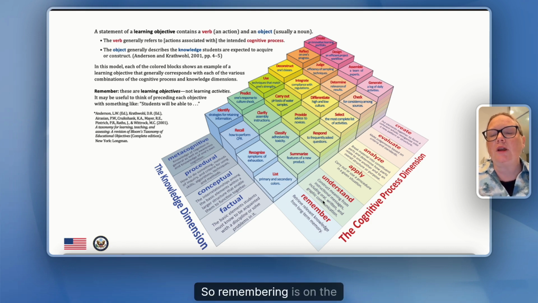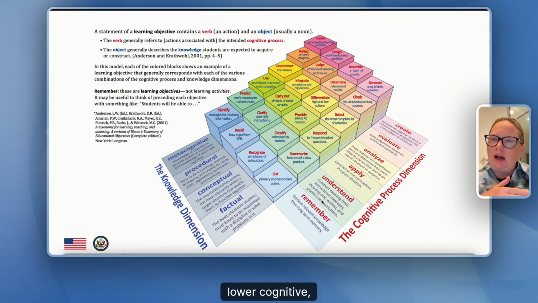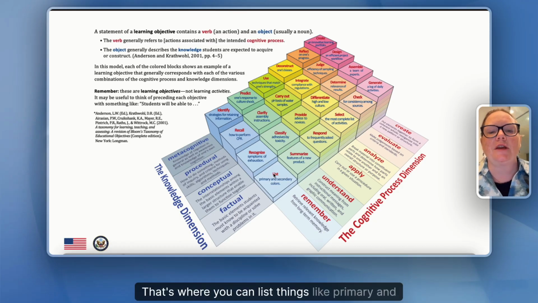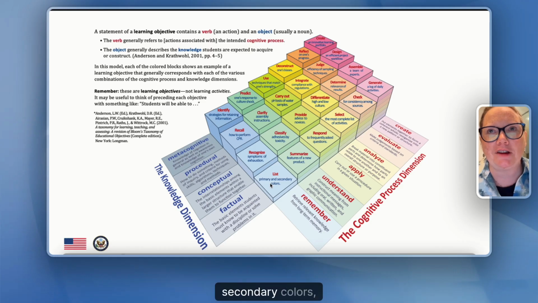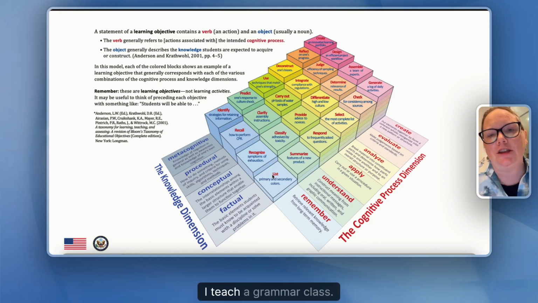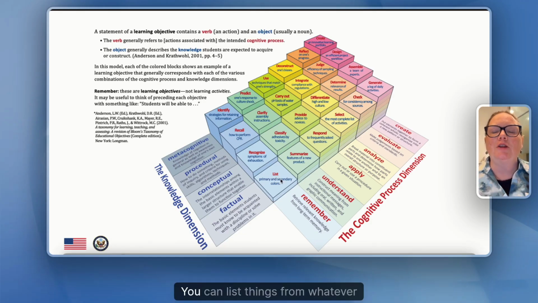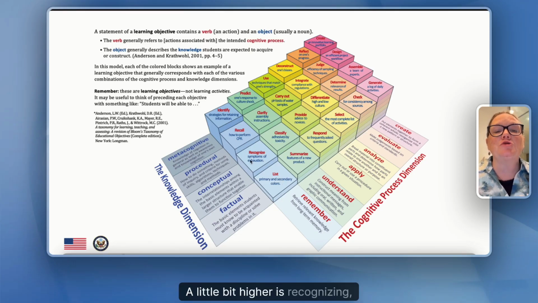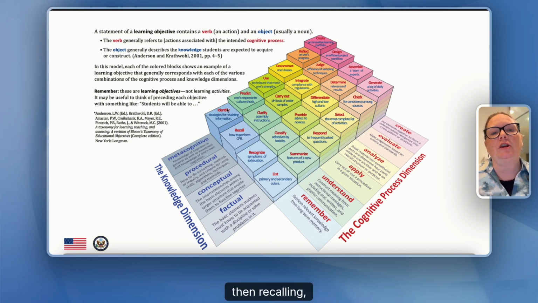So remembering is on the lower cognitive continuum, and factual is at the lower end of the knowledge. That's where you can list things like primary and secondary colors, or you can list the different parts of speech. I teach a grammar class, right? You can list things from whatever subject area you teach. A little bit higher is recognizing, then recalling, then identifying.